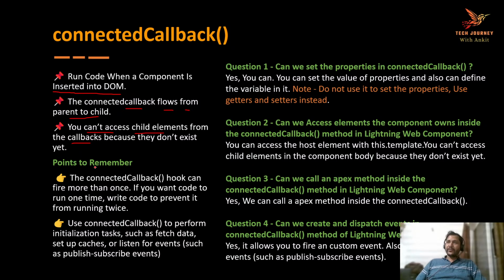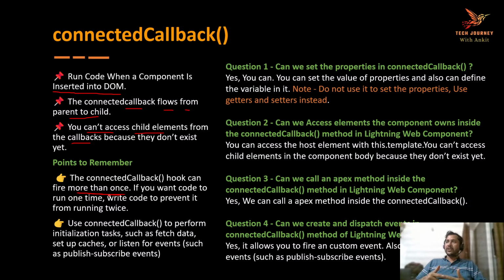Few points to remember with respect to the connected callback. The connected callback hook can fire more than once. This is very important. Whenever you are coding, you have to always keep in mind that your connected callback hook can fire more than once. For example, let's say you are making an apex call from your lightning web component. You have to make sure that you do not hit the governor limits, and for that you have to remember that your connected callback hook can fire more than once.